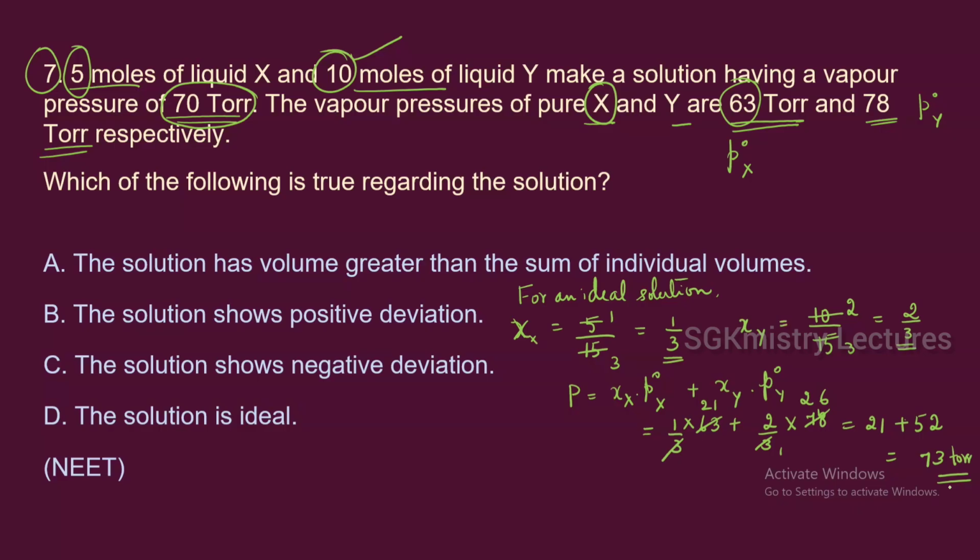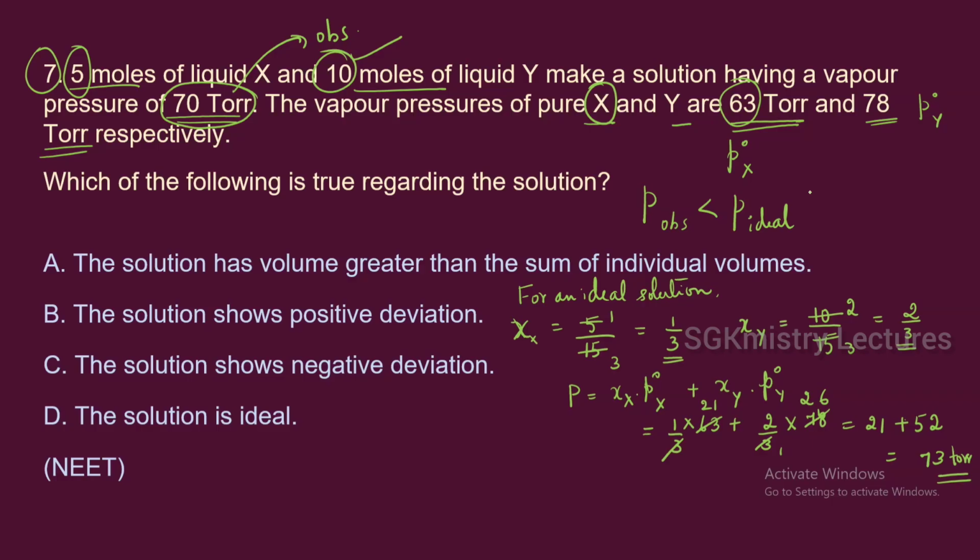But what is the observed pressure? The observed vapor pressure is 70 torr, right? So the observed vapor pressure is less than the vapor pressure of the ideal solution. If there are no interactions, or if delta V of mixing is zero, when we consider those conditions, then the observed vapor pressure is lesser when compared to the pressure under ideal conditions, that is when you consider it as an ideal solution.